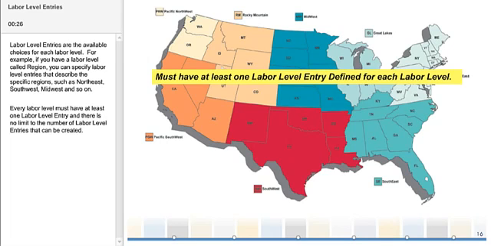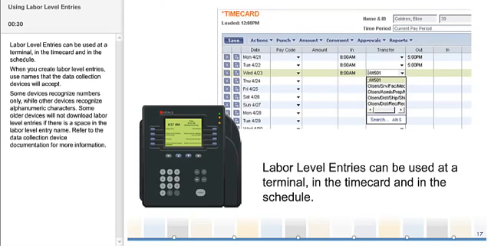Labor level entries are the available choices for each labor level. For example, if I have a labor level called Region, you can specify labor level entries that describe the specific regions, such as Northeast, Southwest, Midwest, and so on. Every labor level must have at least one labor level entry, and there is no limit to the number of labor level entries that can be created. Labor level entries can be used at a terminal, in the time card, and in the schedule.